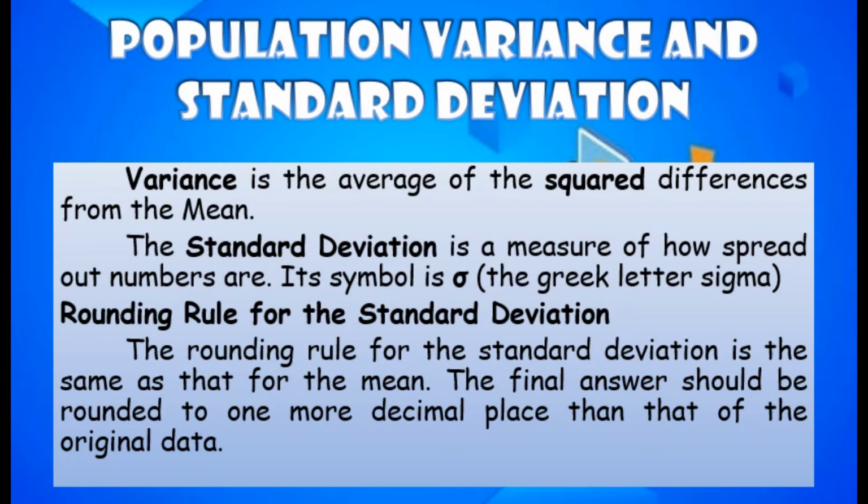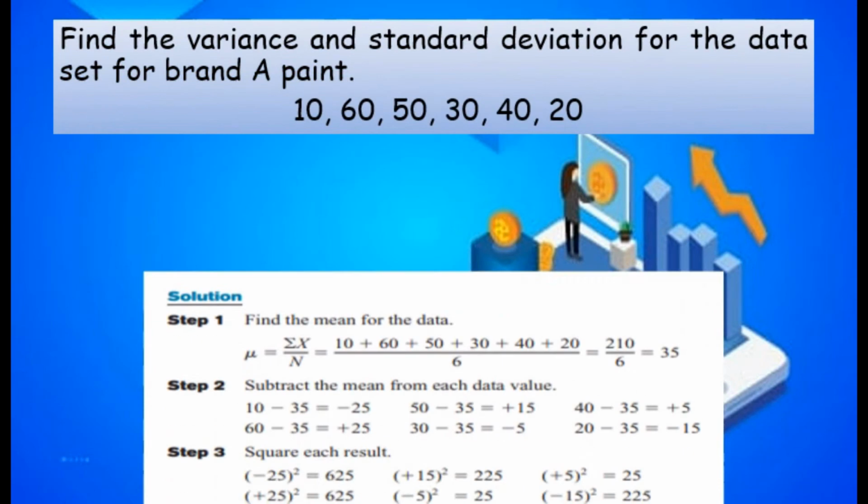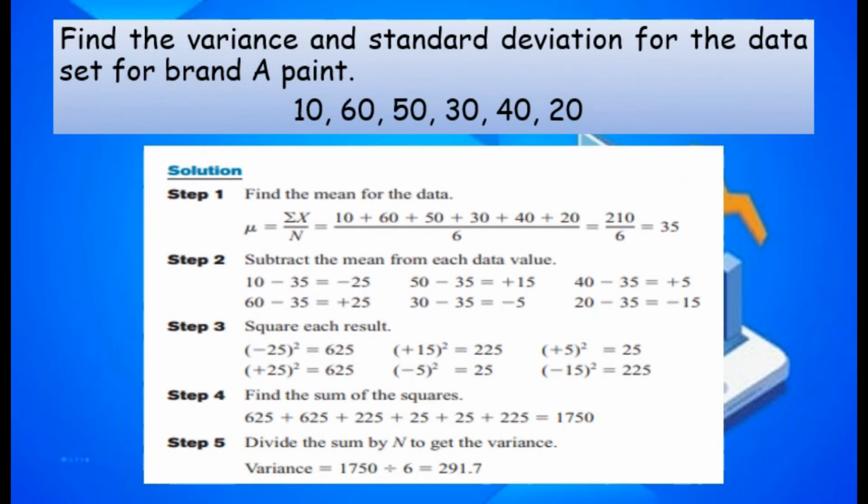So next, rounding rule for the standard deviation. The rounding rule for the standard deviation is the same as that for the mean. The final answer should be rounded to one more decimal place than that of the original data. An example. Find the variance and standard deviation for the data set for brand A paint. The data are 10, 60, 50, 30, 40, and 20.